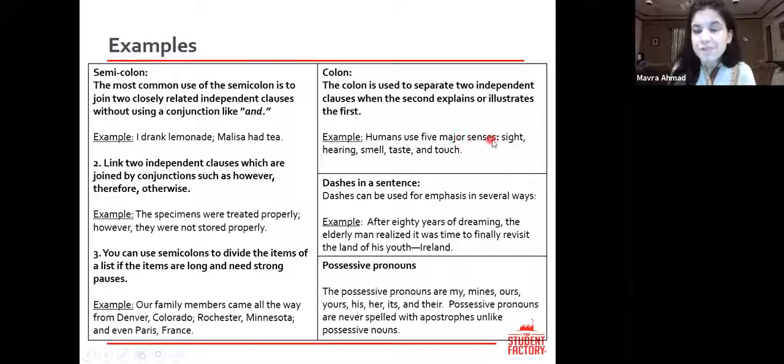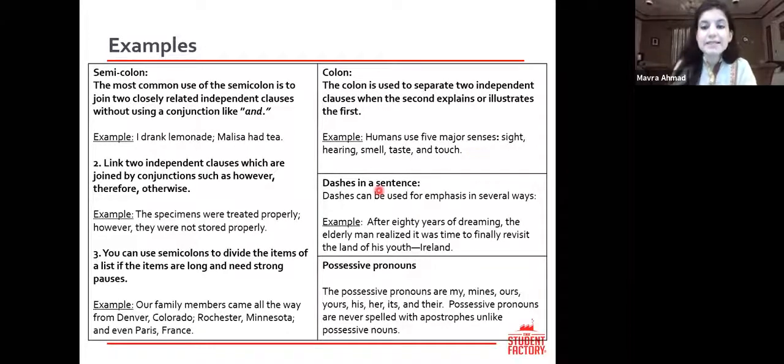Humans use 5 major senses. अब ये वैसे तो एक sentence है, एक complete sentence है, but in order to inform the reader about what are those 5 senses, we have put a colon over here, and we have listed the senses in the next part of the sentence in the next independent clause: sight, hearing, smell, taste, and touch. So this is an example of the usage of a colon when we connect two independent clauses which could be written separately with the help of a colon with the 2 dots.